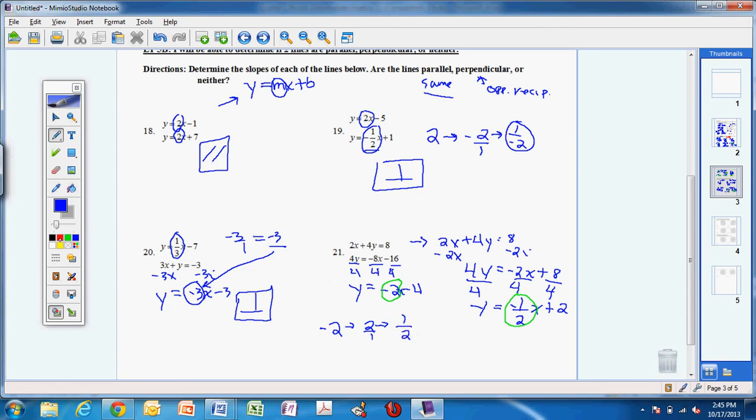So again, guys, this is where we have to compare this to the slope of my other equation. So I say, okay, are these equal? Well, in this case, 1/2 does not equal negative 1/2. So since they're not the same, and since they're not opposite reciprocals of each other, these lines are neither. They're not parallel to each other, and they're not perpendicular to each other.